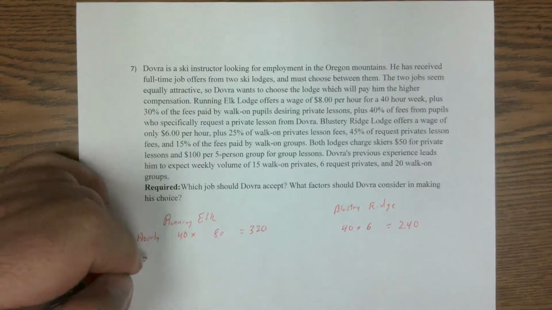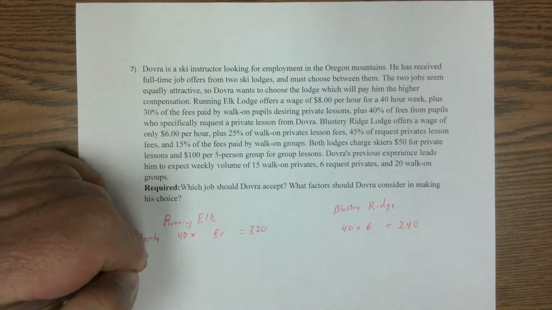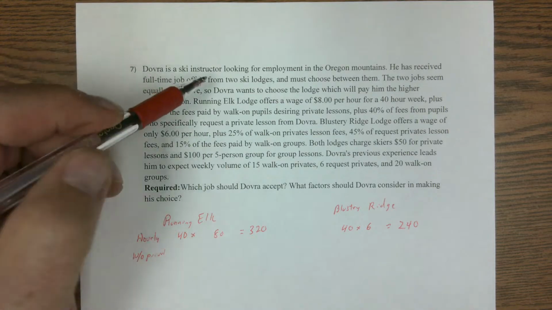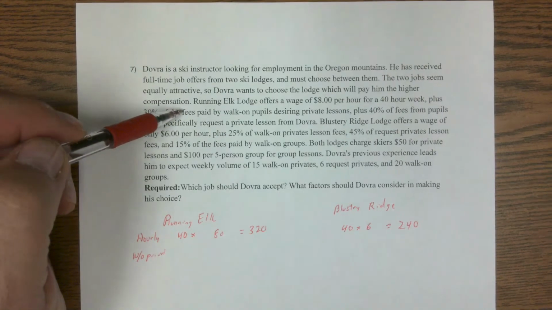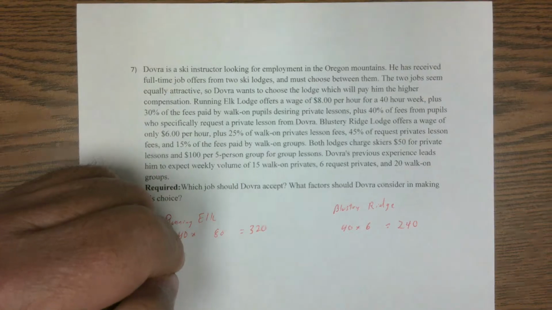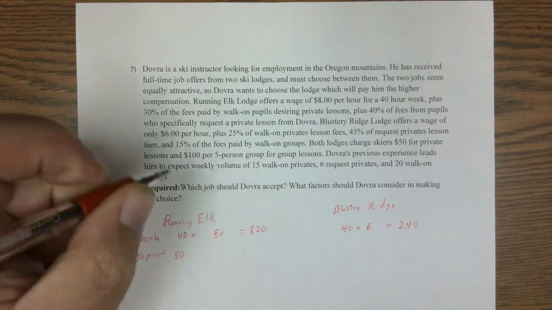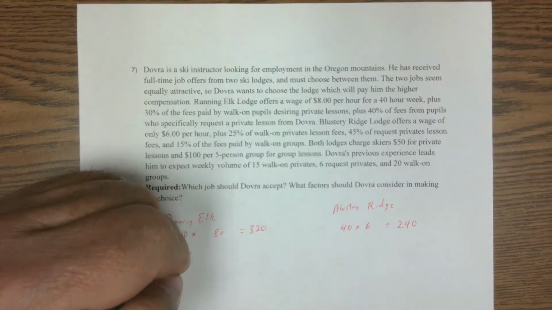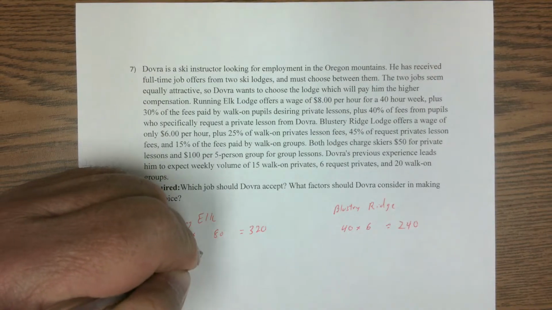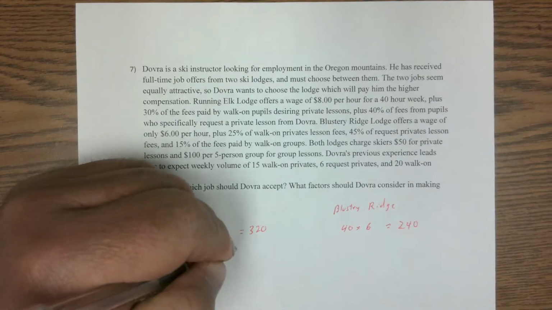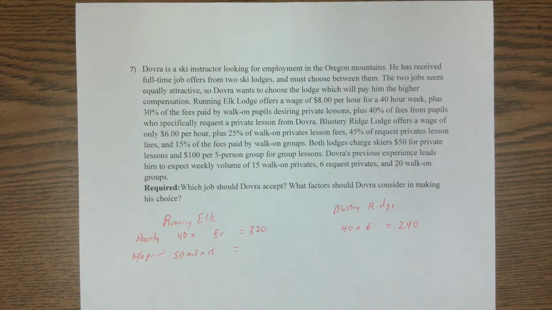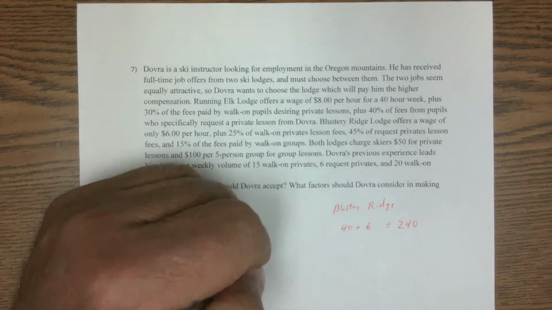15 walk-on privates. Running Elk gives 30%. So that will be $50 per private lesson times 0.3 times 15. And that equals $225.